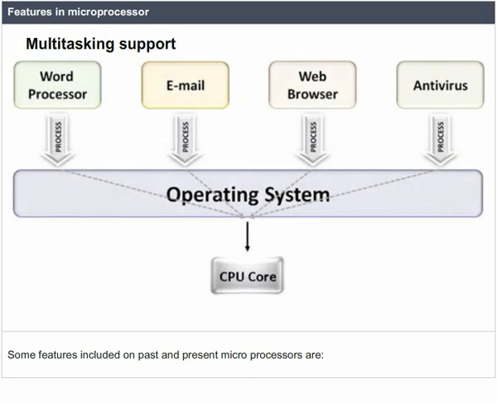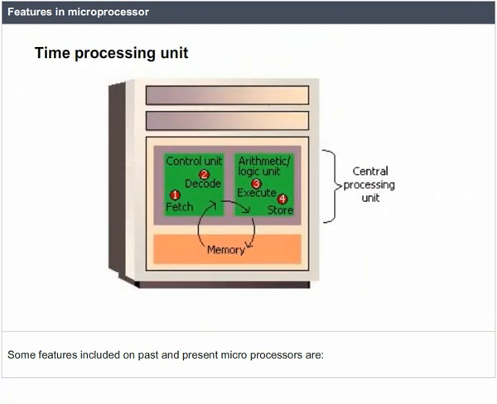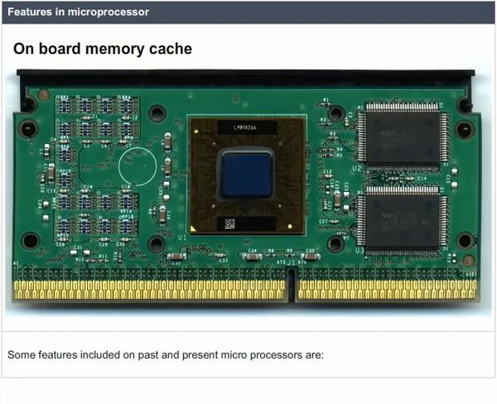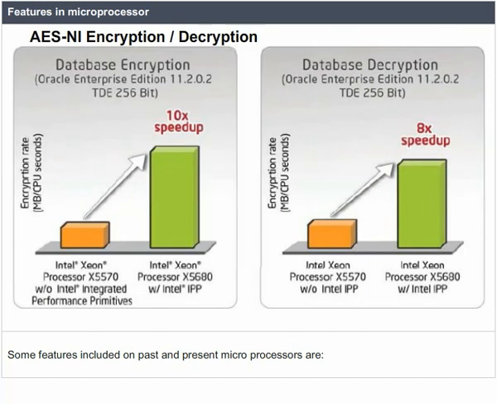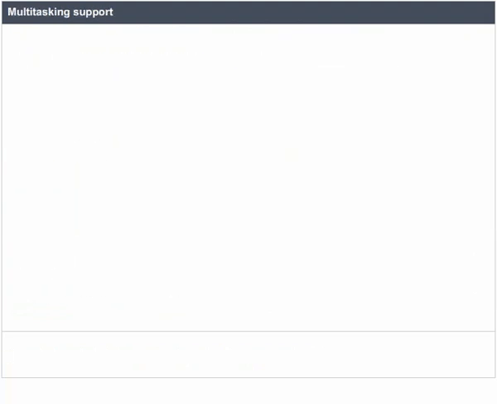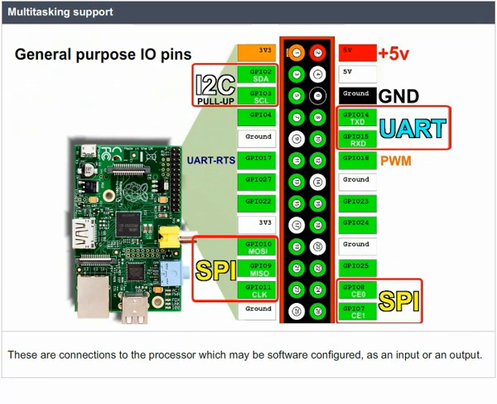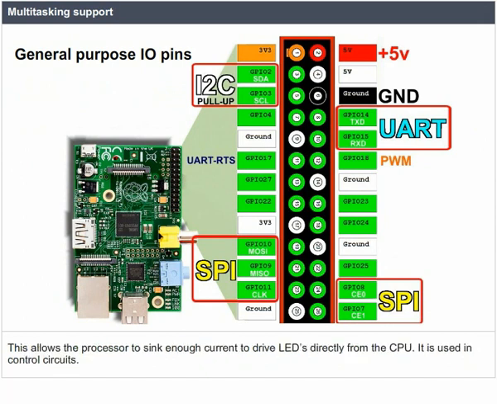Features in microprocessor. Some features included on past and present microprocessors are multitasking support, general-purpose I/O pins, programmable internal timer, time processing unit, multiple cores, onboard memory cache, AES-NI encryption, decryption, integrated memory controller. Multitasking support. Some processors provide instructions in which multitasking is efficient. General-purpose I/O pins. These are connections to the processor which may be software configured as an input or an output. This allows the processor to sink enough current to drive LEDs directly from the CPU. It is used in control circuits.